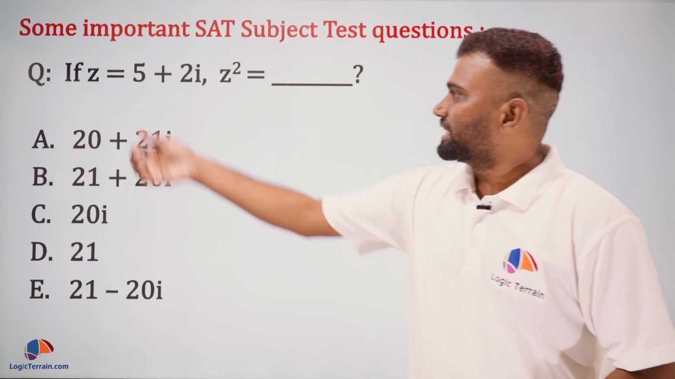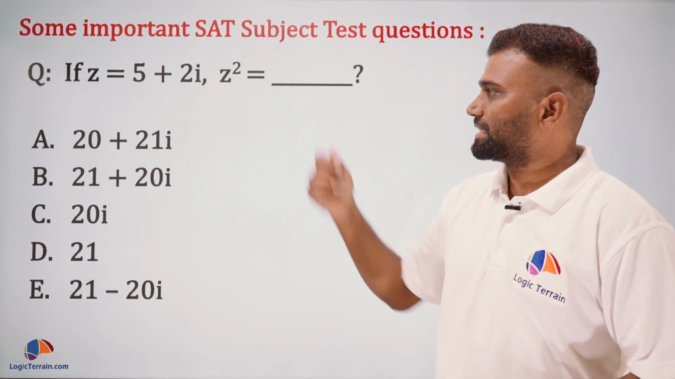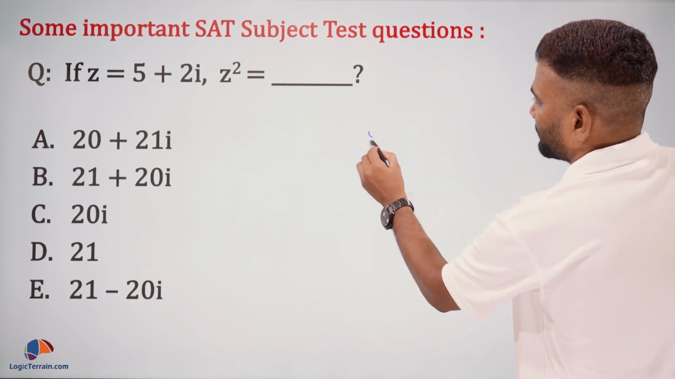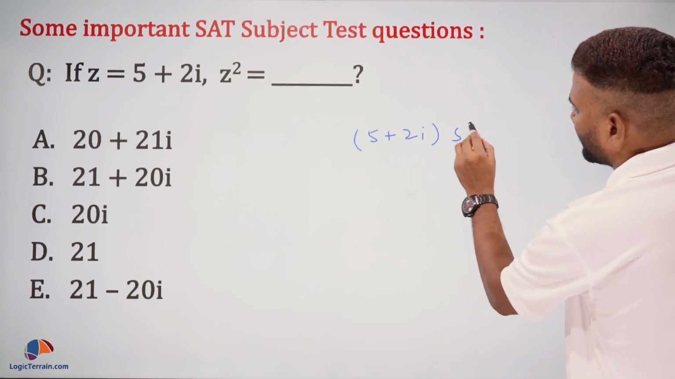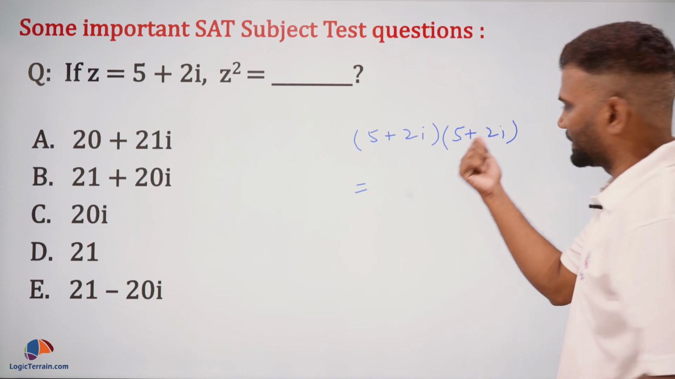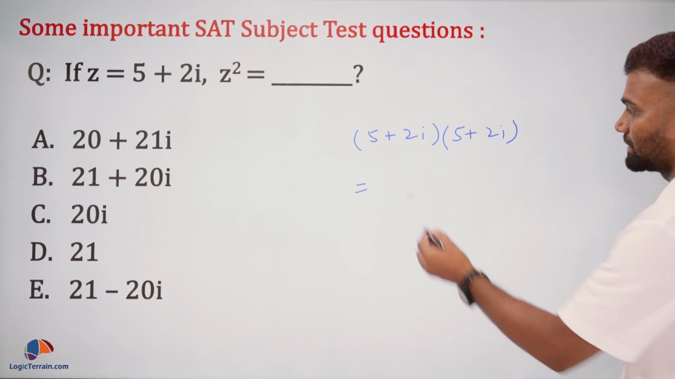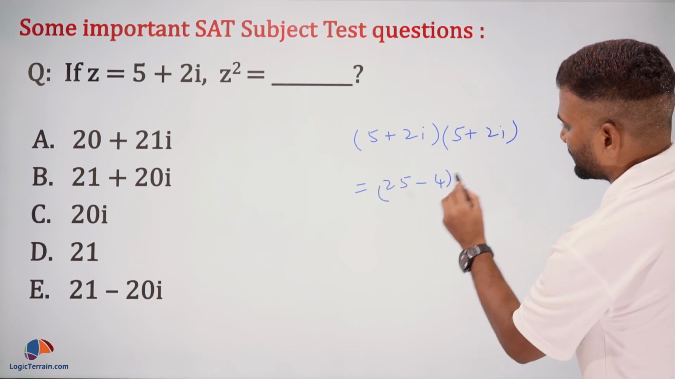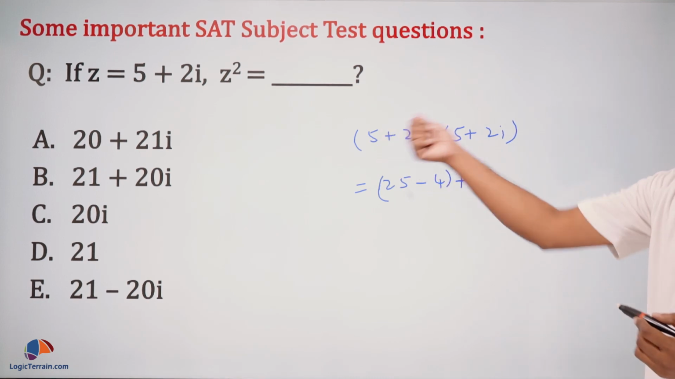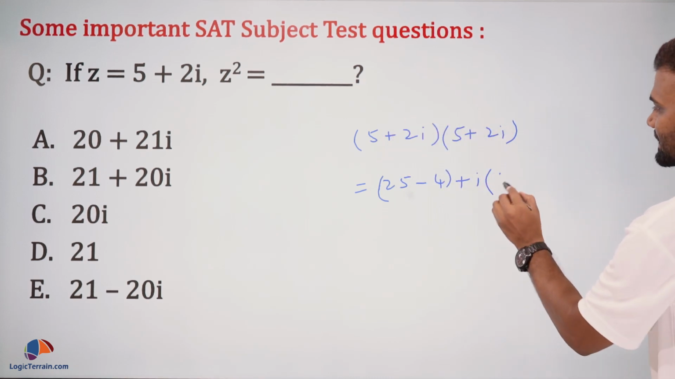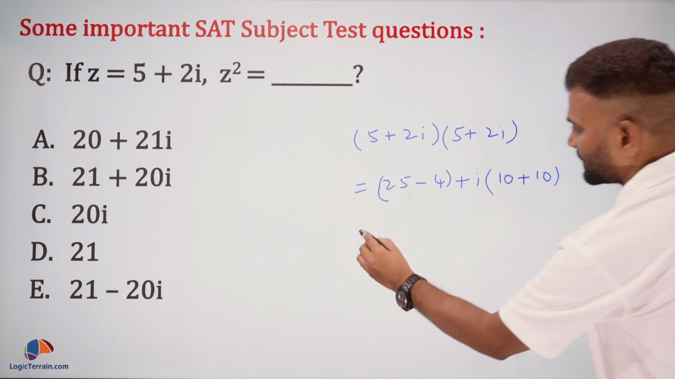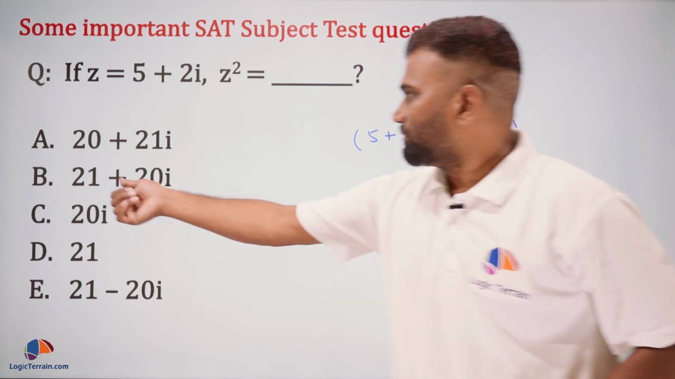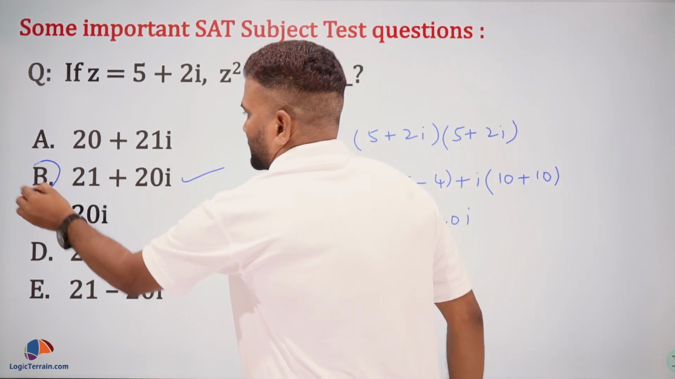Here is our next question. If z is equal to 5 plus 2i, then z square is equal to. Here are the options. We have to find z square. That is 5 plus 2i into 5 plus 2i, so we have to multiply these two. On applying the product rule, that is AC minus BD, AC 5 fives are 25, minus BD, 2 twos are 4, plus i into AD plus BC, 2 fives are 10, plus BC, 2 fives are 10. This becomes 21 plus 20i. So B is the correct option.